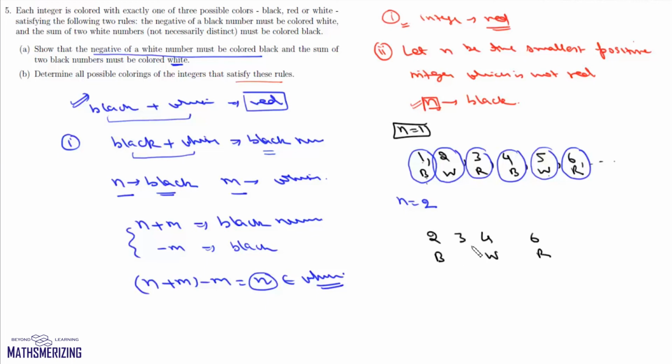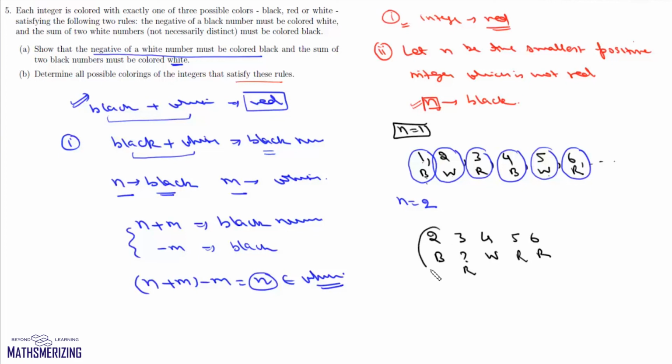Now what about the color of 3? If 3 is black, then black plus black will be white, so in that case 6 has to be white. And if 3 is white, then 6 has to be black. But 6 is red. So it simply means this 3 has to be red. In the same way, we can say this 5 should also be colored red.